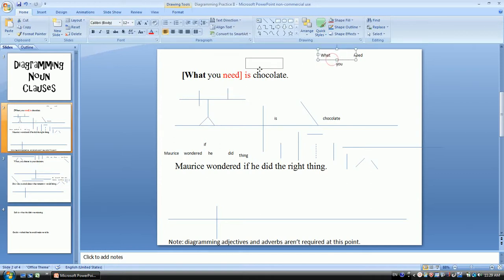Figure out what the clause is functioning as in the sentence, and then you can move that pedestal where you need to, where that word would normally be diagrammed. If it was a predicate nominative, we'd have the pedestal over where chocolate is. Okay? So we know in the clause that you is the subject. So we have kind of a mini sentence diagram up here. We have you as the subject, need is the verb, you need what, and what is the direct object.